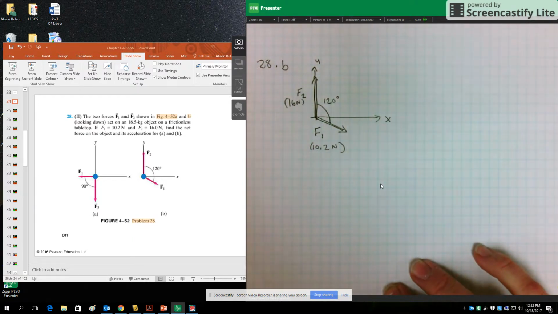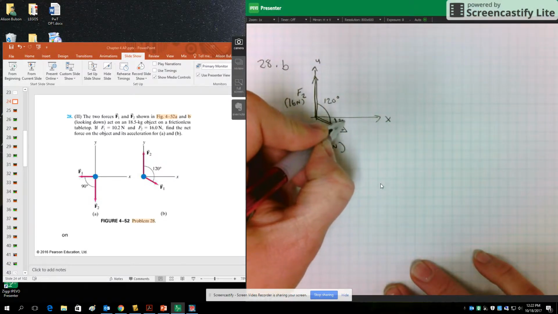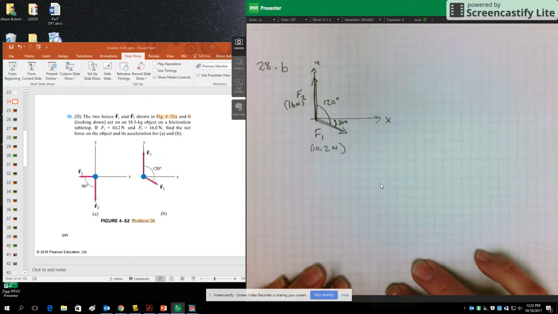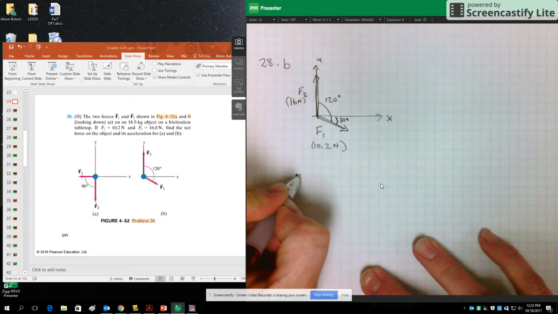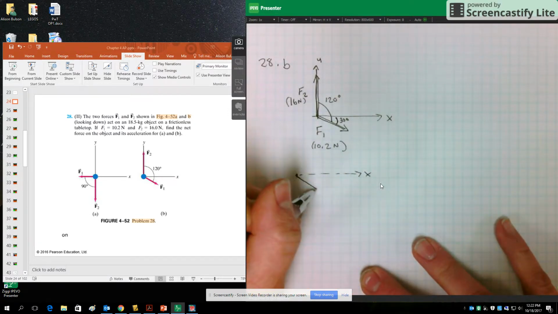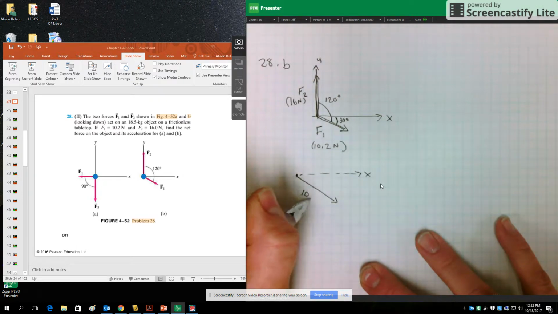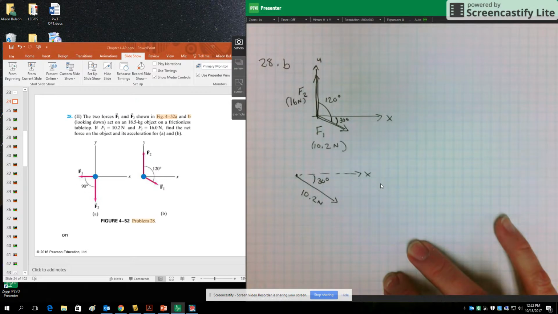I don't love that. I would prefer to define it from the x-axis. So I'm going to say this angle, 120 minus 90, is 30 degrees. I can't proceed with adding these vectors, at least not easily, without decomposing F1 into its x and y components. So I zoom in, I focus in on F1. Here's my x-axis. I know that F1, 10.2 newtons, is 30 degrees below the x-axis.